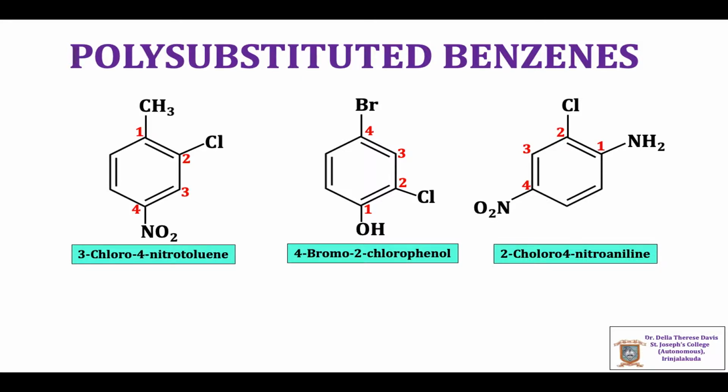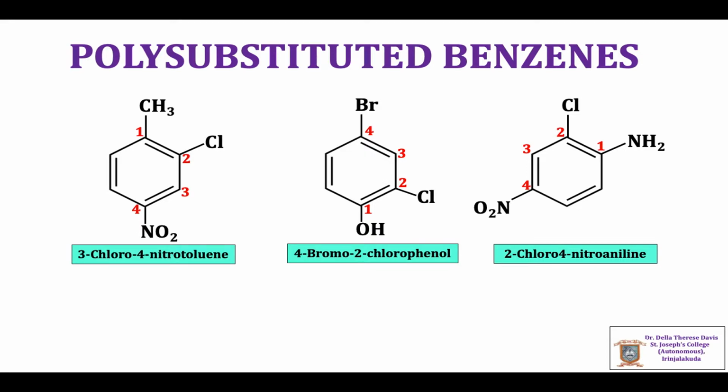The second molecule can be considered as a derivative of phenol, so that the carbon to which OH is attached is given as carbon number 1. And numbering is done in such a way that bromine and Cl get the lowest possible numbers. So moving in anti-clockwise direction, Cl gets position 2 and Br gets position 4. The molecule is 4-bromo-2-chlorophenol.